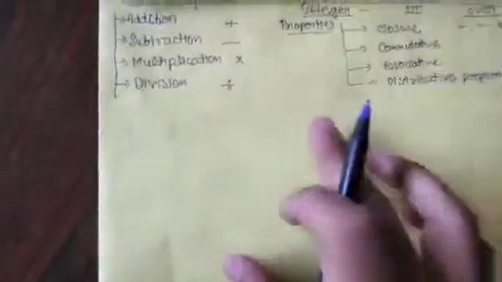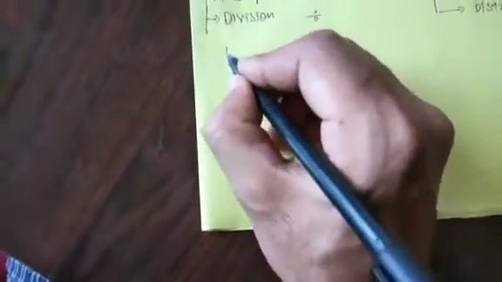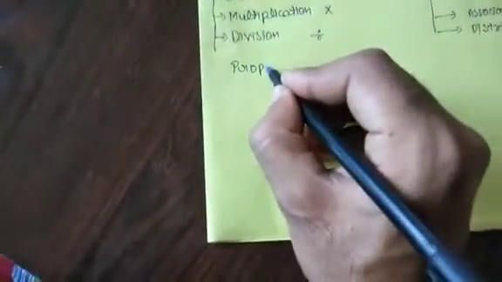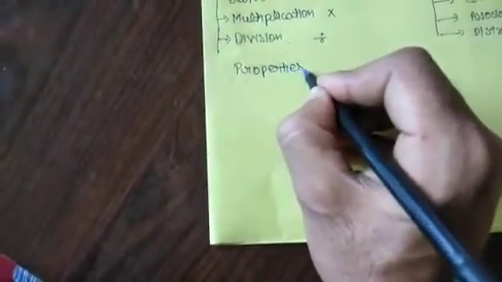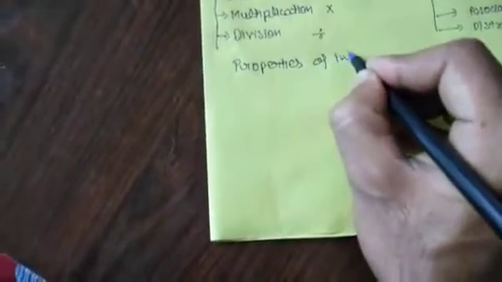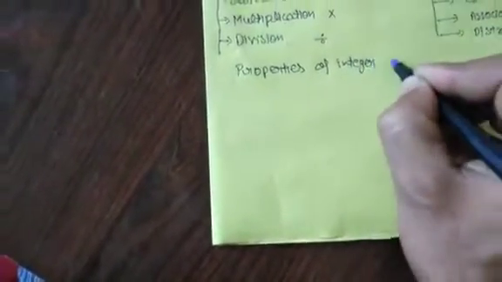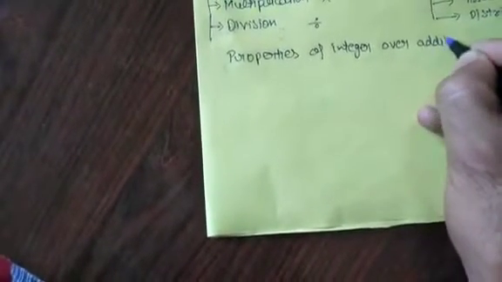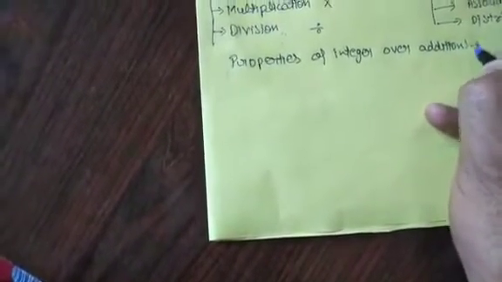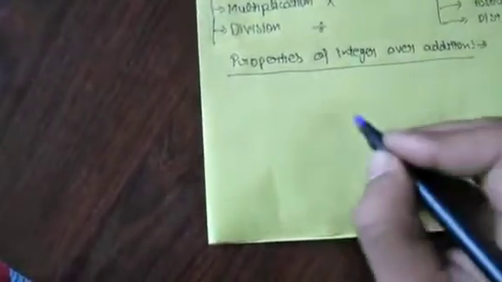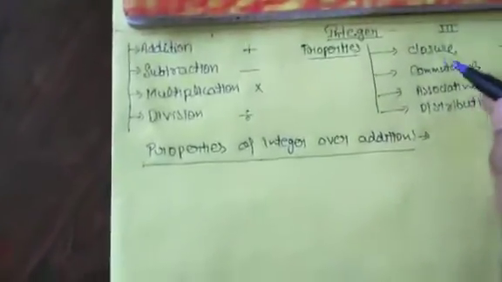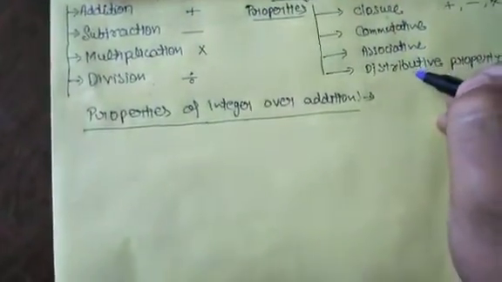Now today we will discuss the properties over addition. So today we are going to start properties of integer over addition. So this thing we are going to continue today. And in this regard, we will discuss about closure property, commutative property, associative property, and distributive property.